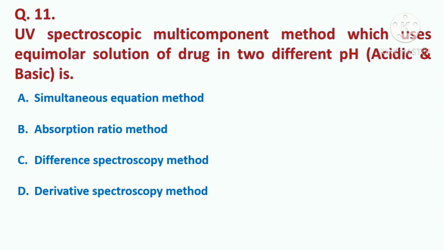In simultaneous equation method, do we prepare? No. In absorbance ratio method also, we do not change the pH. In difference spectroscopy method, we change the pH of the solution. So we prepare in 0.1 normal NaOH and in 0.1 normal HCl. So this is the correct option, and we record the difference in absorbance.